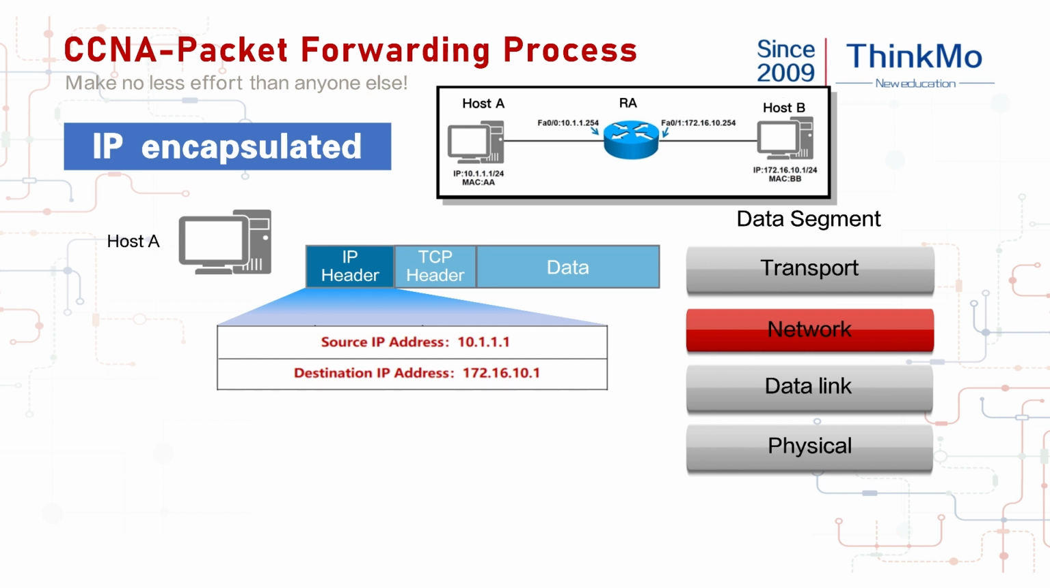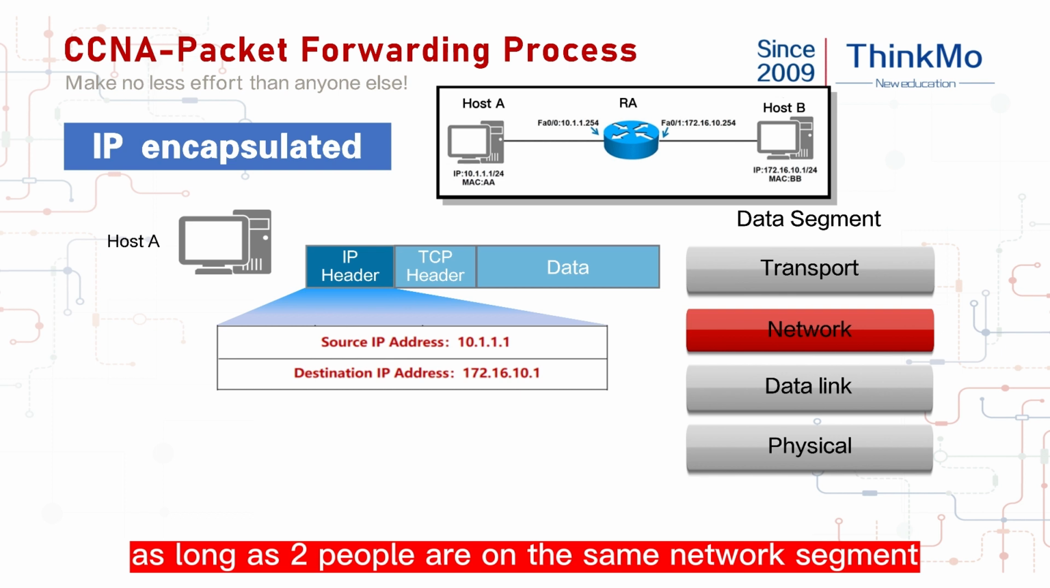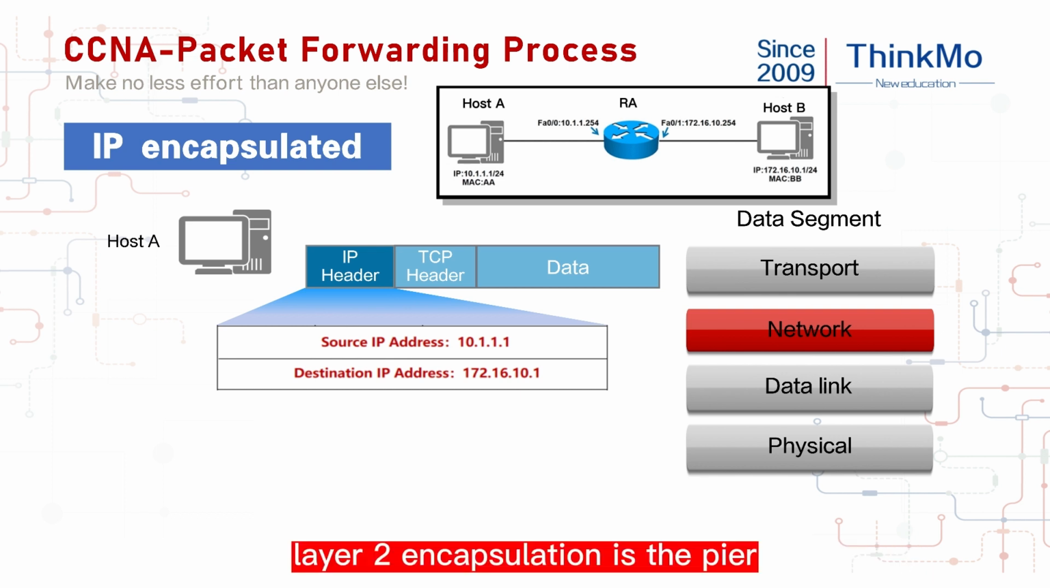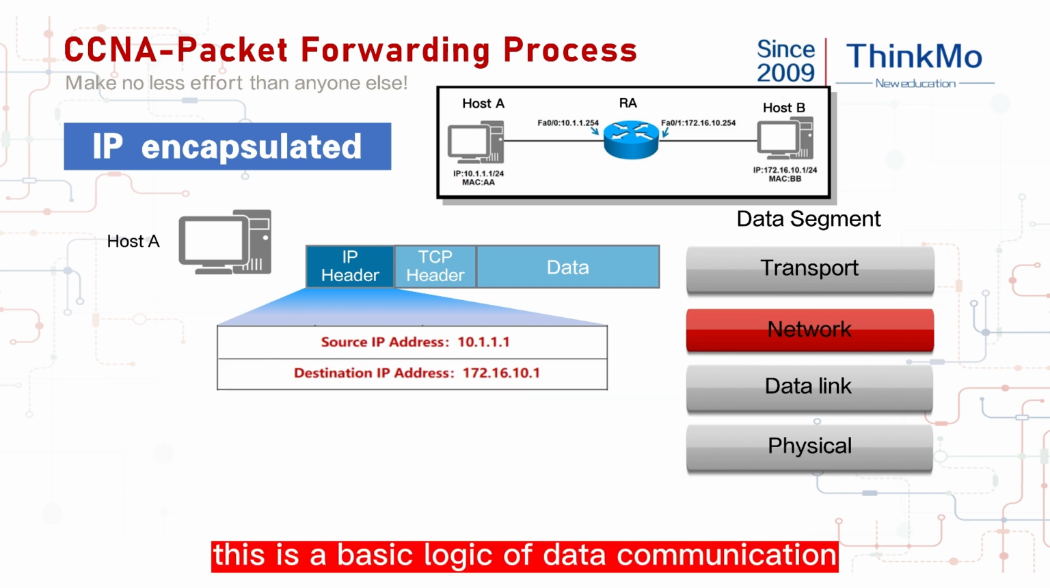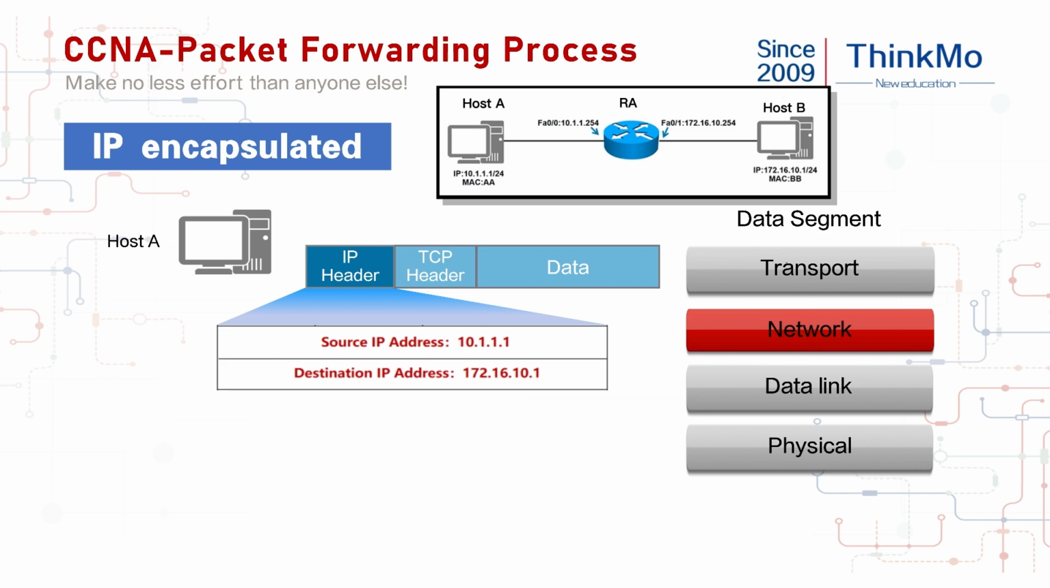Here on the third layer, as long as two people are on the same network segment, Layer 2 encapsulation is the peer. If not in the same network segment, Layer 2 encapsulation is the gateway. This is a basic logic of data communication.